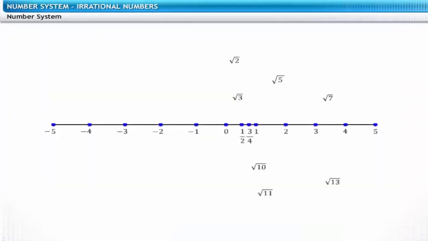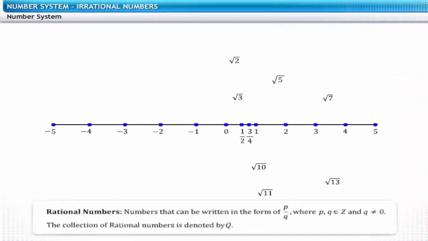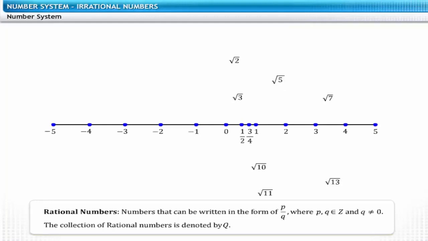To understand an irrational number, we'll recall the definition of rational numbers. Numbers that can be written in the form of p upon q, where p and q are both integers and q is not equal to 0, are called rational numbers. The collection of rational numbers is denoted with the letter Q.